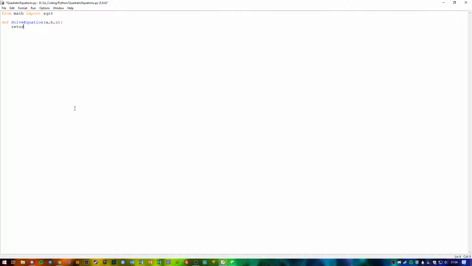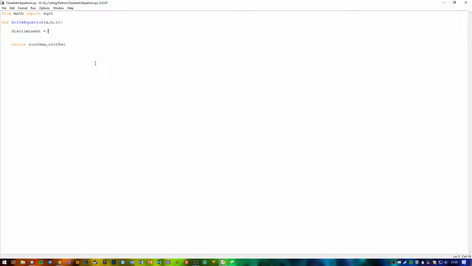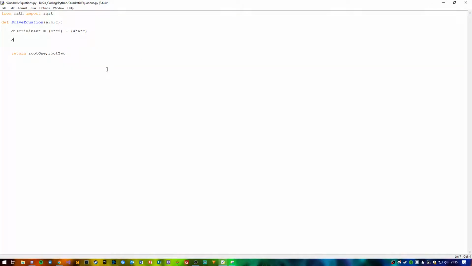We're going to return root 1 and root 2, which are going to be the two answers to our equation. First, we're going to work out something called the discriminant. Now, the discriminant is just the bit inside the square root, so b squared take 4ac. So we're going to do b squared minus 4 times a times c. And then next, we're going to square root it. If you see here, we've got square root, so we're going to do the square root of the discriminant. There we go, equals square root of the discriminant.